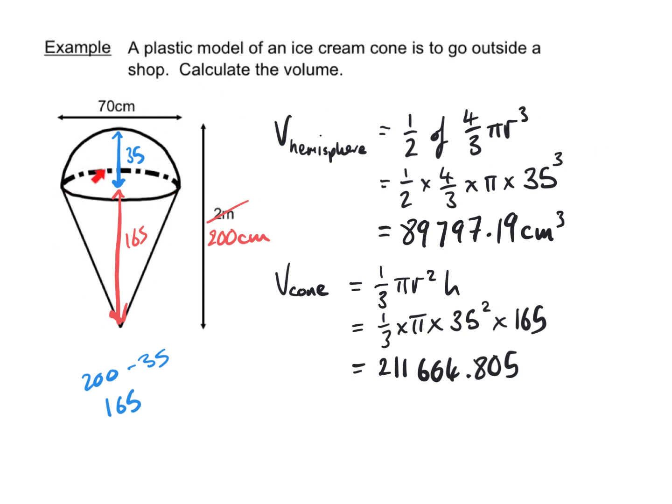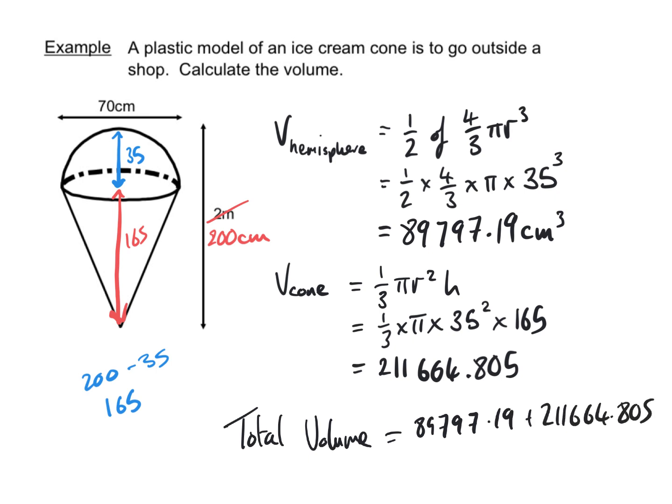Now, the last part is we're asked to work out the volume of this whole thing. I've worked out the volume of the hemisphere, I've worked out the volume of the cone. The last thing is just to add them together. So total volume equals, and I'm basically going to have to write down those two values. So 89,797.19 plus 211,664.805. Adding them together gives me 301,461.995 cubic centimetres.